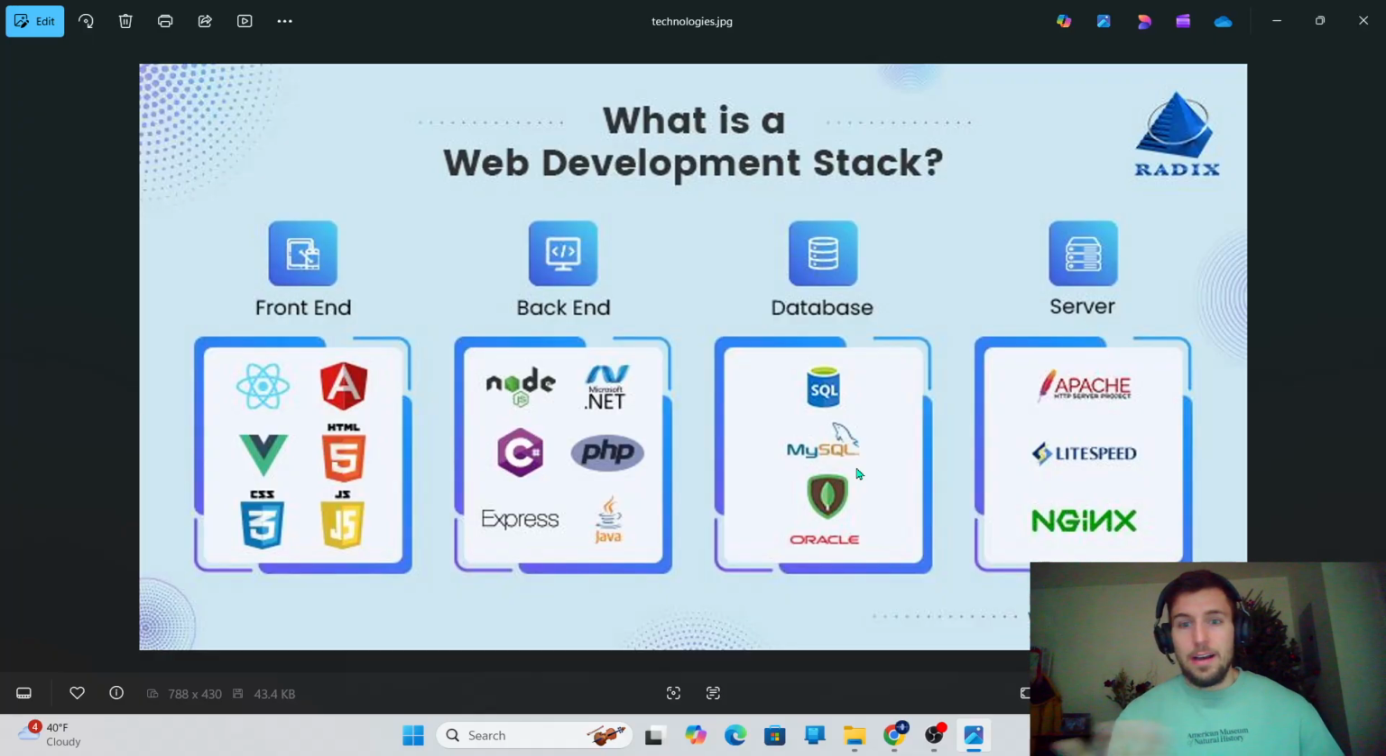So another example would be Microsoft SQL Server Management Studio. It's another program where you work with SQL, and Oracle is one of the most used in the market.